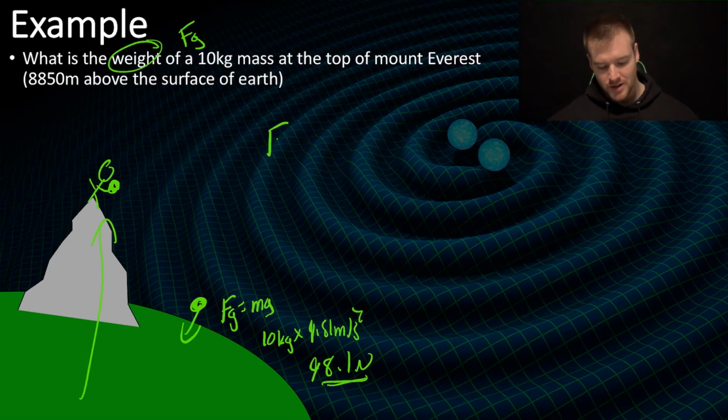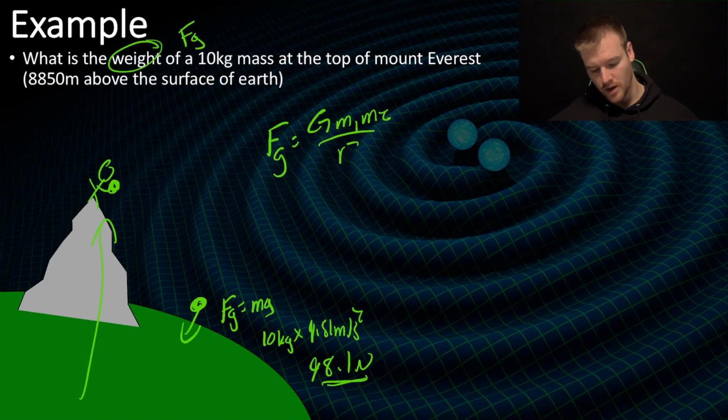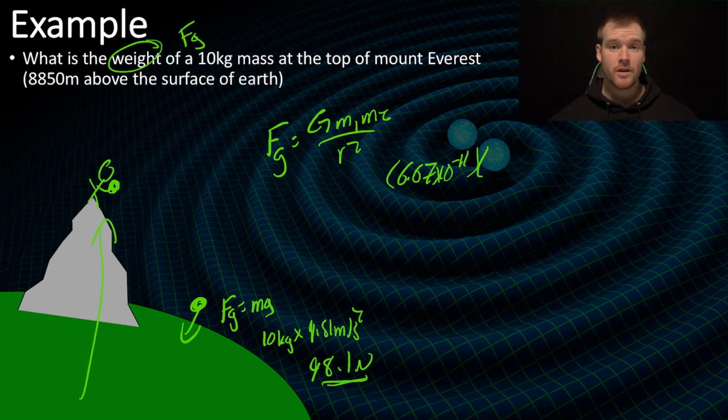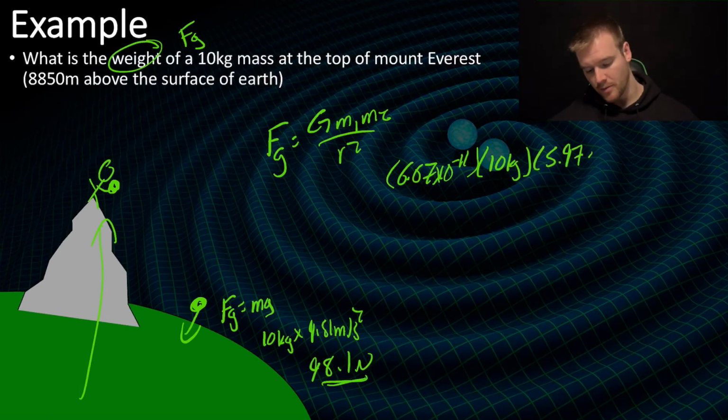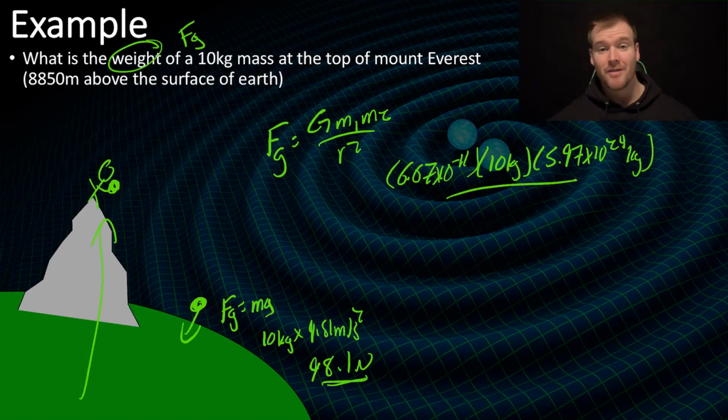So now we have to use, it might not be 9.81. We're expecting it's going to be a little bit less because the radius is a little bit higher. So Fg is equal to G m1 m2 over r squared. G is 6.67 times 10 to the negative 11. The mass is the mass of Earth and the 10 kilograms. So it doesn't matter which order you put them in. I'm going to put 10 kilograms first, 5.97 times 10 to the 24 next. And now divide by the radius.